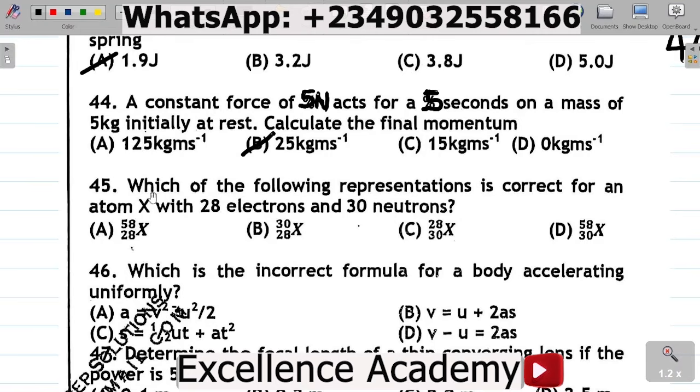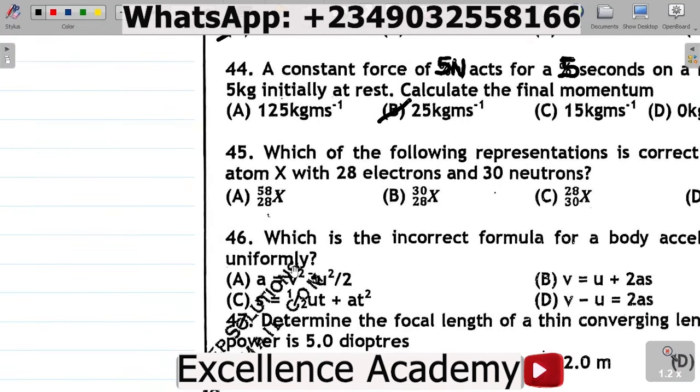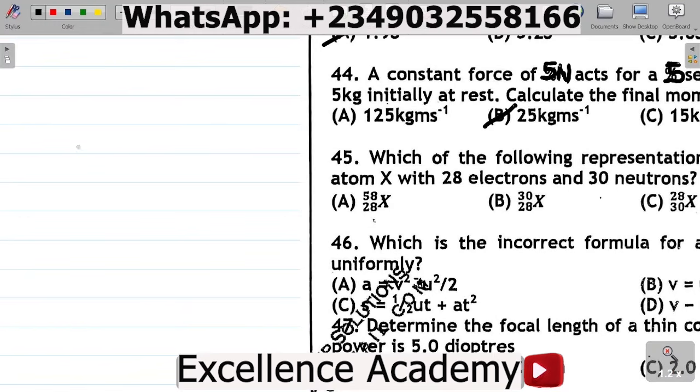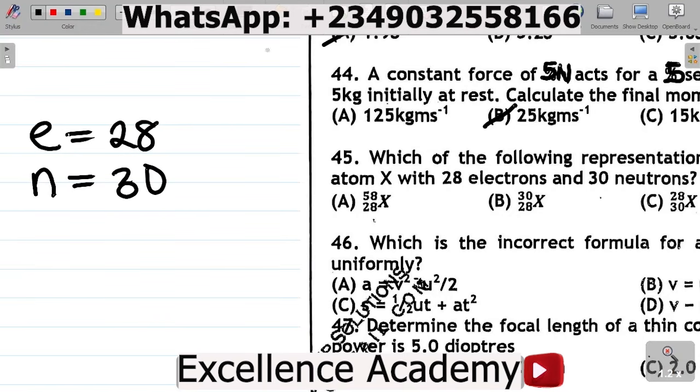All right, question 45 says, which of the following representations is correct for an atom X with 28 electrons and 30 neutrons? Now, how do we solve this? They give you the number of electrons E as equal to 28, the number of neutrons N as equal to 30, and they said the element is X. There's something called a nuclide symbol.